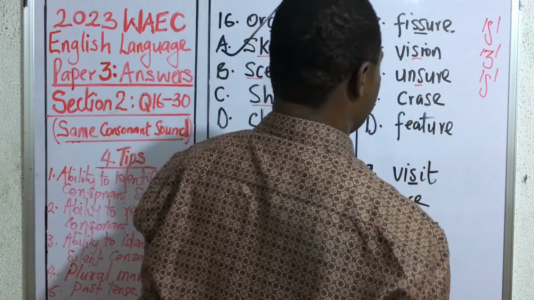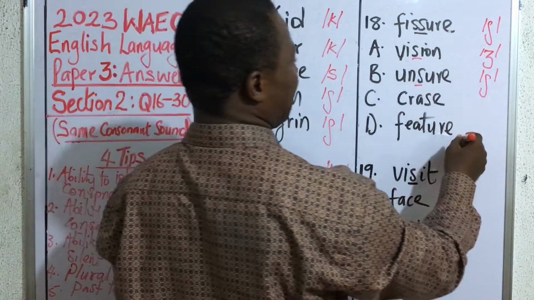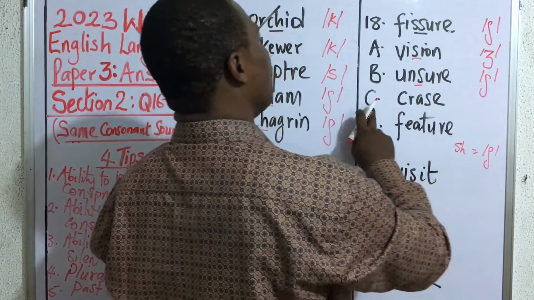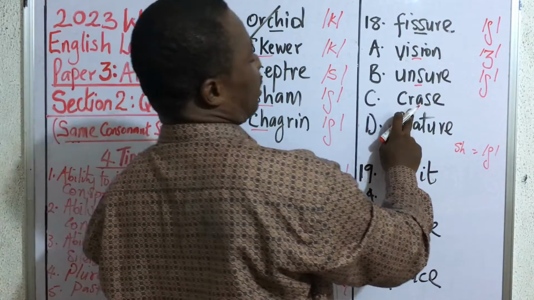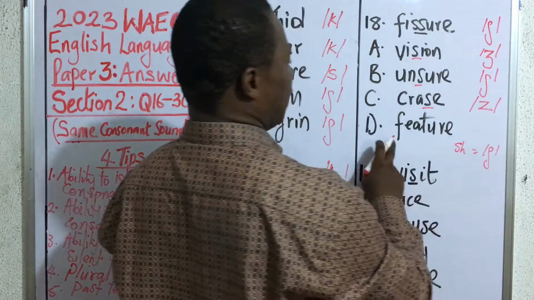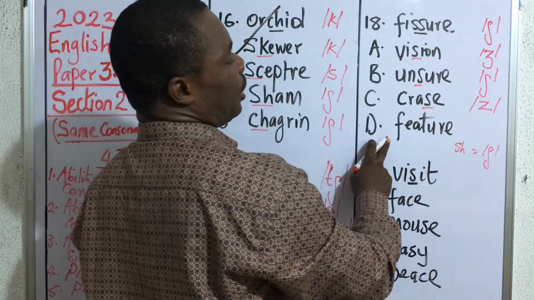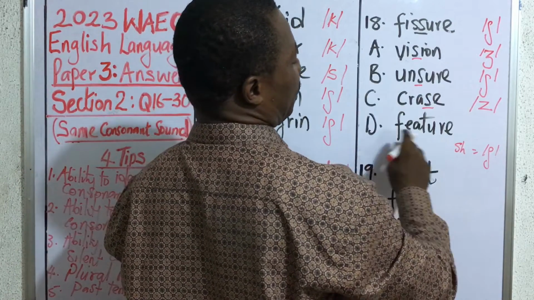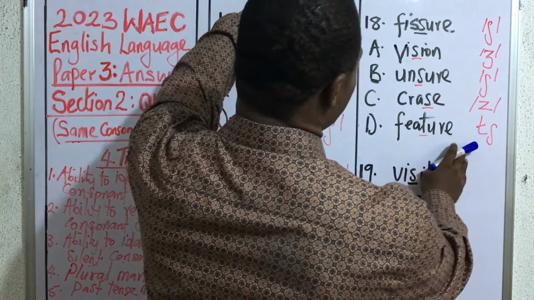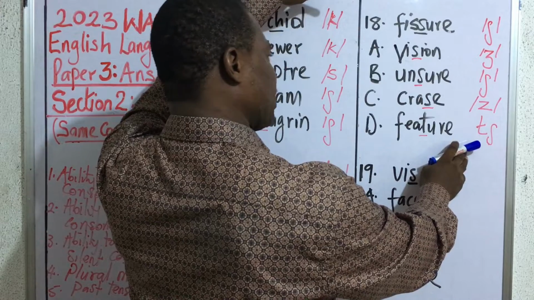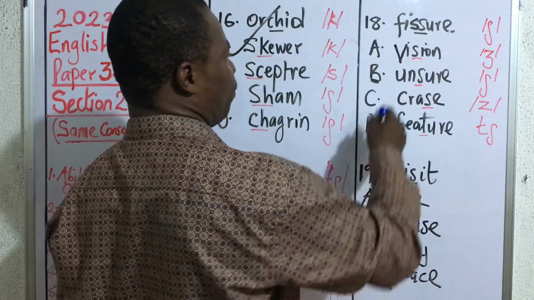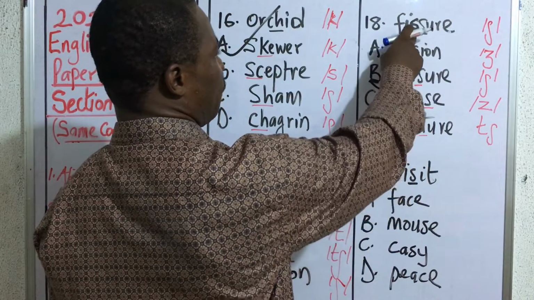And it's the same sound that is present in things like SH. So when you have SH, you're also going to have a sound like sh. Then C, craze. The sound that is represented here is Z. And then for D, you have feature. The sound that is represented here is chi. At the end of the day, the option that has the same sound as the sound that is underlined in the question is option B, onshore.